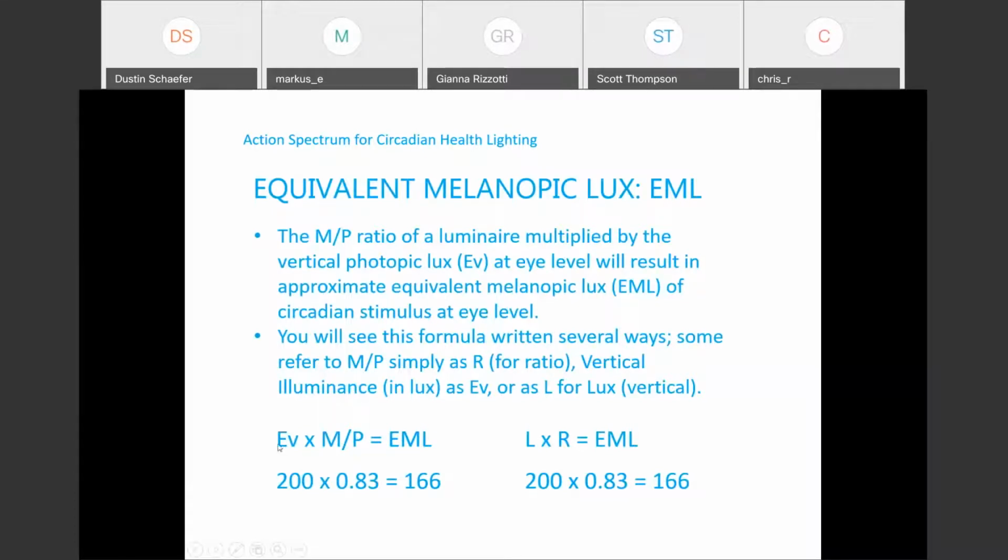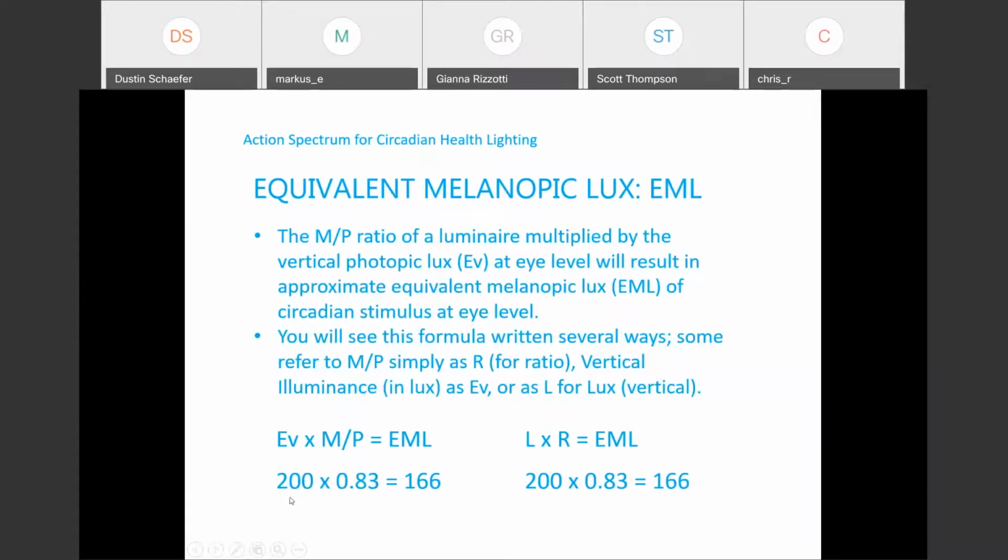Here's the vertical illumination in lux multiplied by the MP ratio gives you the equivalent melanopic lux. Here it is written another way. They're just calling it out as the lux multiplied by that ratio is the equivalent melanopic lux. This is a more explicative formula rather than the shorthand formula over here. So the way this formula works, I've got an example at the bottom of the page.